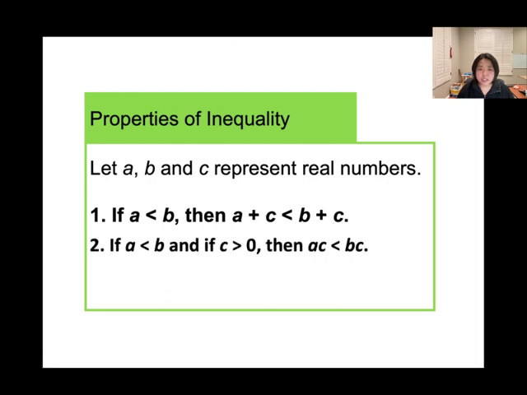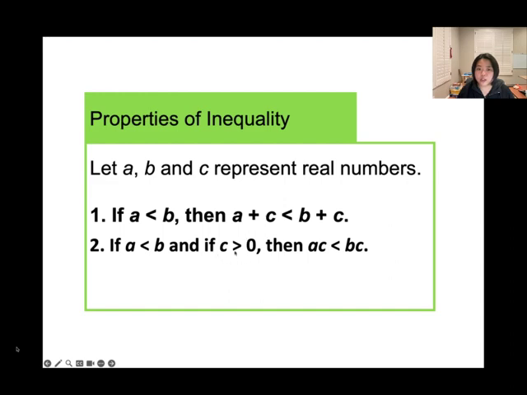When you have A strictly less than B, and if C is greater than 0, so C is a positive number, when you multiply the positive number on both sides, you still fulfill the inequality. A times C strictly less than B times C.